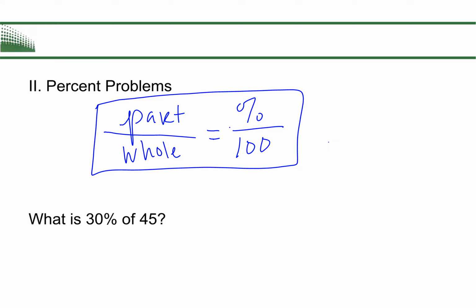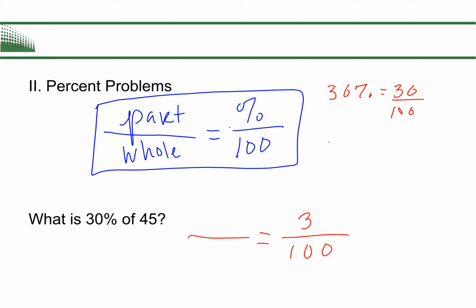The next one says, what is 30% of 45? The first thing I'm going to do is draw my two fraction bars. The next thing I'm going to do is fill in 100. 100 is always in there. The reason is that 30% written as a fraction is actually 30 over 100, so we always put 100 there. Basically, we're putting the percent written as a fraction on one side.